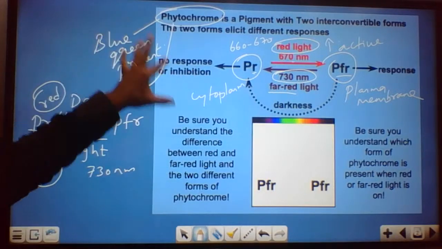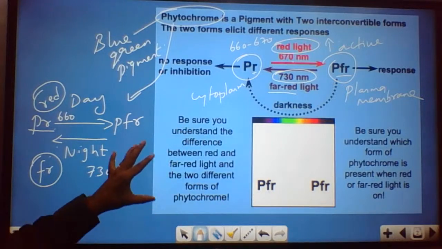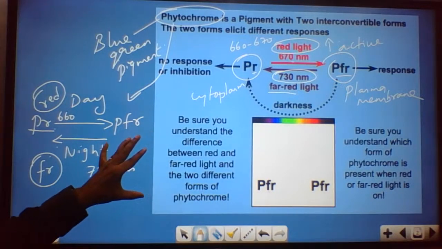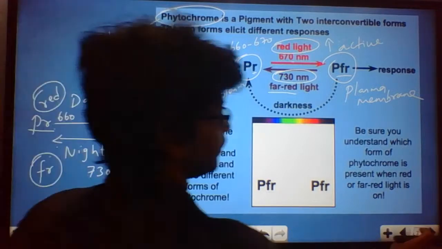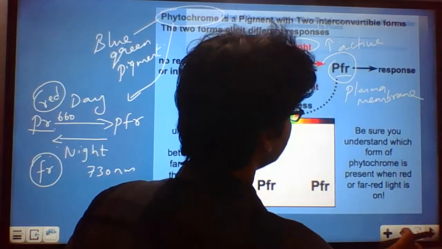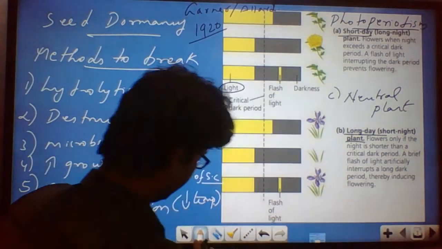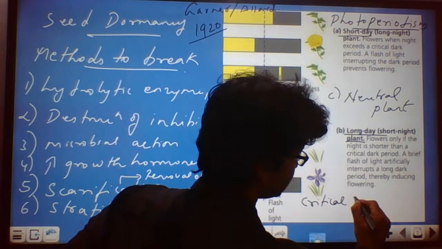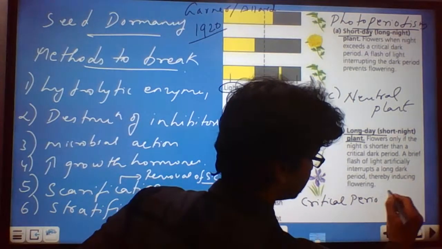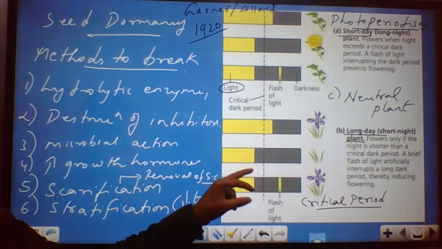So based on this, the PR and PFR phytochrome is the perception of the photoperiodic stimulus that you could see. And each and every plant will have a critical period. So when it comes to the critical period, can someone tell me what a critical period is? Both in short day plants and in long day plants, you could see something called a critical period. So what do you mean by the critical period?